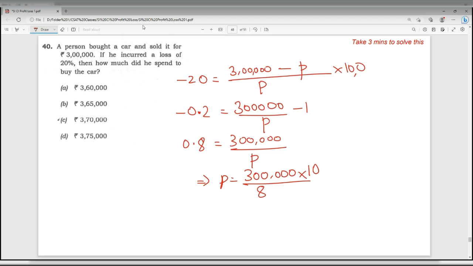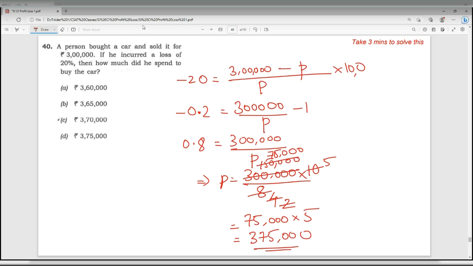This is 0.8, which I've taken as 8 by 10. 2 4s are 8, and this is 1,50,000. And then 2 2s are 4, and this is 75,000. And 2 1s are 2, so 5s. 75,000 into 5. 75 into 4 is 3 lakhs. Into 5 is 3 lakh 75,000. The correct answer is option D.